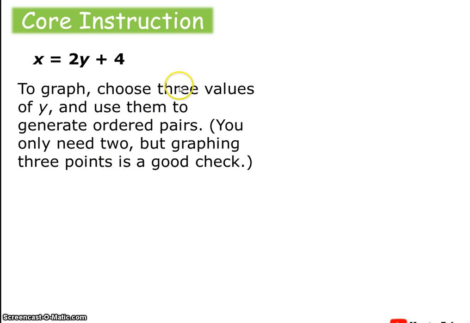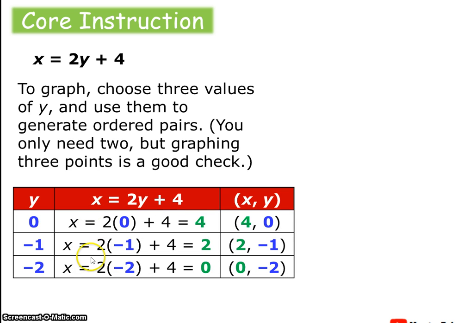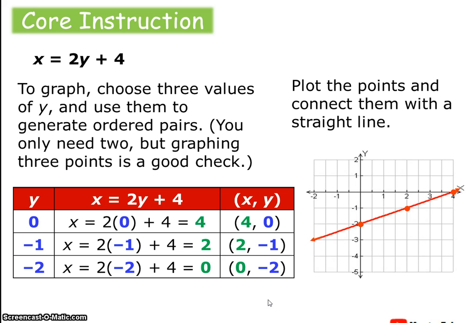To graph this, we could choose 3 values of y. Since x is already isolated, it makes sense to pick values of y for our table in this case. Now, we only need 2, but we're going to do 3 just to make sure. So if I put 0 in for y, I get an x of 4. If y is negative 1, x is 2, and if y is negative 2, x is 0. So if I were to graph those points, I do indeed get a straight line.